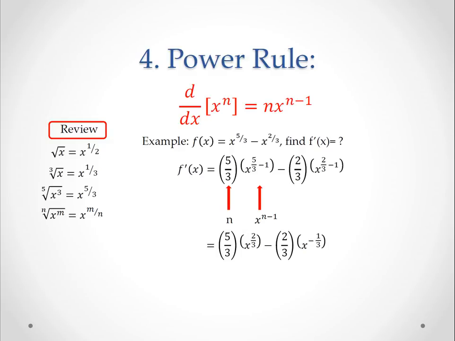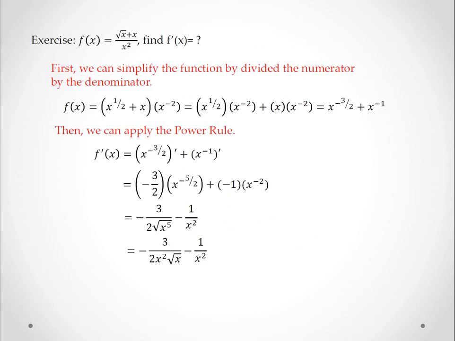And for the second term, x to the 2/3, we do the derivative and move the power in front first, which is 2 divided by 3, and we do the subtraction and it becomes negative 1/3. So the final result will be 5 divided by 3 times x to the 2/3 minus 2 divided by 3 times x to the negative 1/3. It seems a little bit complicated. Let's look at an exercise. For this exercise we will spend 2 minutes.